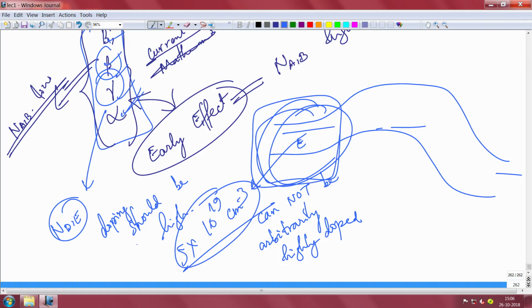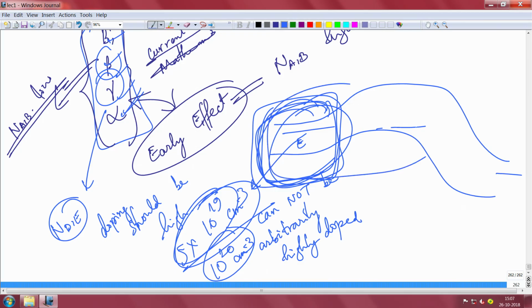Everything will be sacrificed if your doping is arbitrarily high here. What is the problem? Can you think about it? What is the problem that will arise if your emitter is arbitrarily highly doped, like 5e19 or 10 to the power 20 per centimeter cube? If you dope it ridiculously high, what is the most important problem that will lead to the device having almost no gain? You should think about it over this gap that we have. So we'll end the class here now.